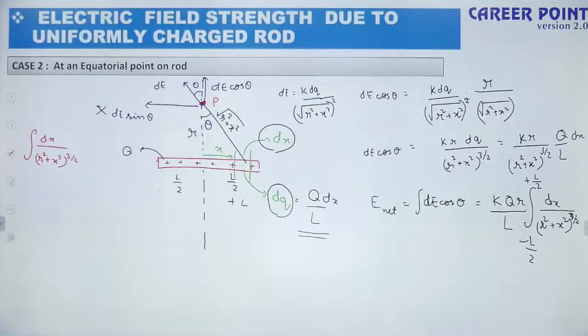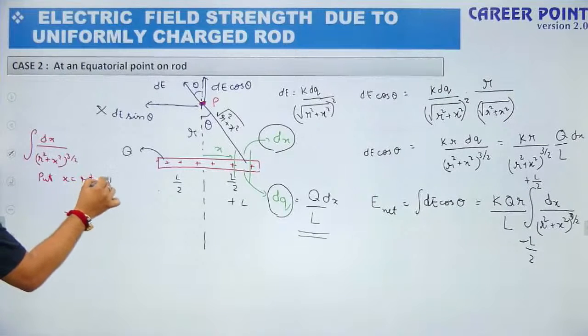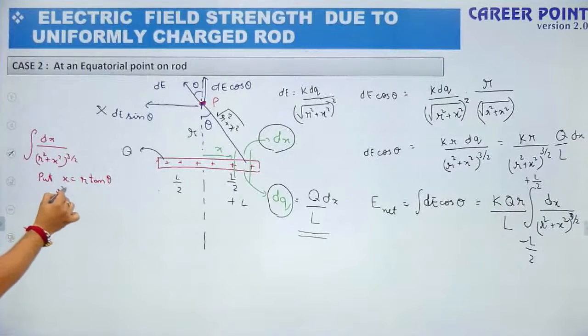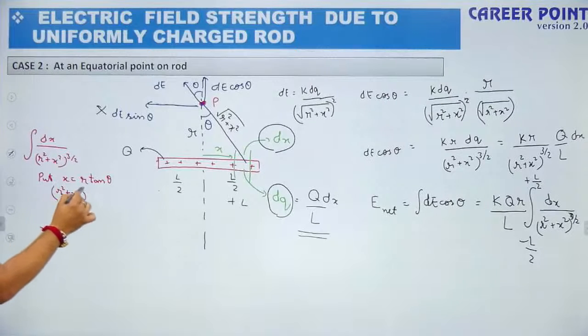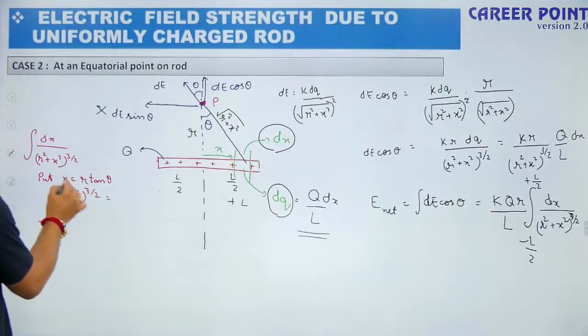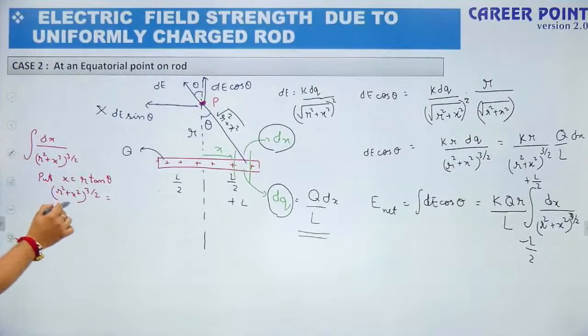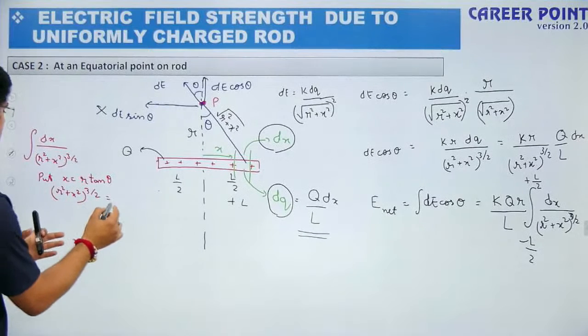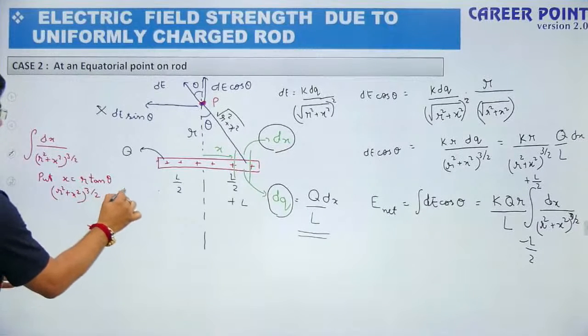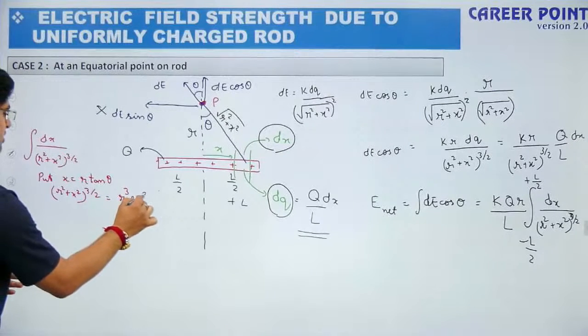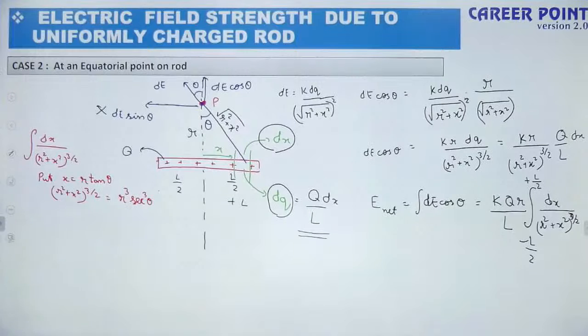Okay. So that's what we are getting from here. Put x equals r tan theta. In that case, this expression (r square plus x square) raised to power 3 by 2 will become how much? r square into (1 plus tan square theta), that is r square sec square theta, raised to power 3 by 2. So this will become r cube sec cube theta.